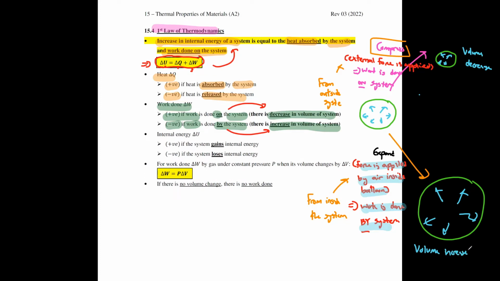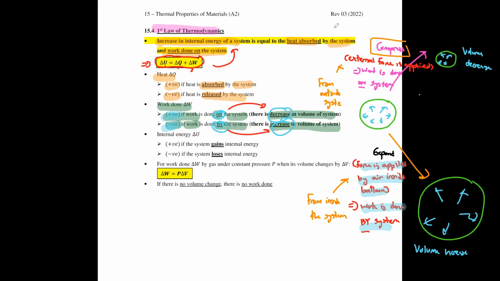Now, to know whether something is work done on system or work done by system, we tend to see the volume change. This is the easiest way to look at it. If you see a decrease in volume, it is work done on. If you see an increase in volume, it is work done by. To see whether your work is done on or by, just look at how the volume changes, whether it's an increase or decrease. From there, you'll be able to work out whether the work is supposed to be positive or negative. If work is done on, it's positive. If work is done by, it's negative. Okay, so this one hopefully is clear.